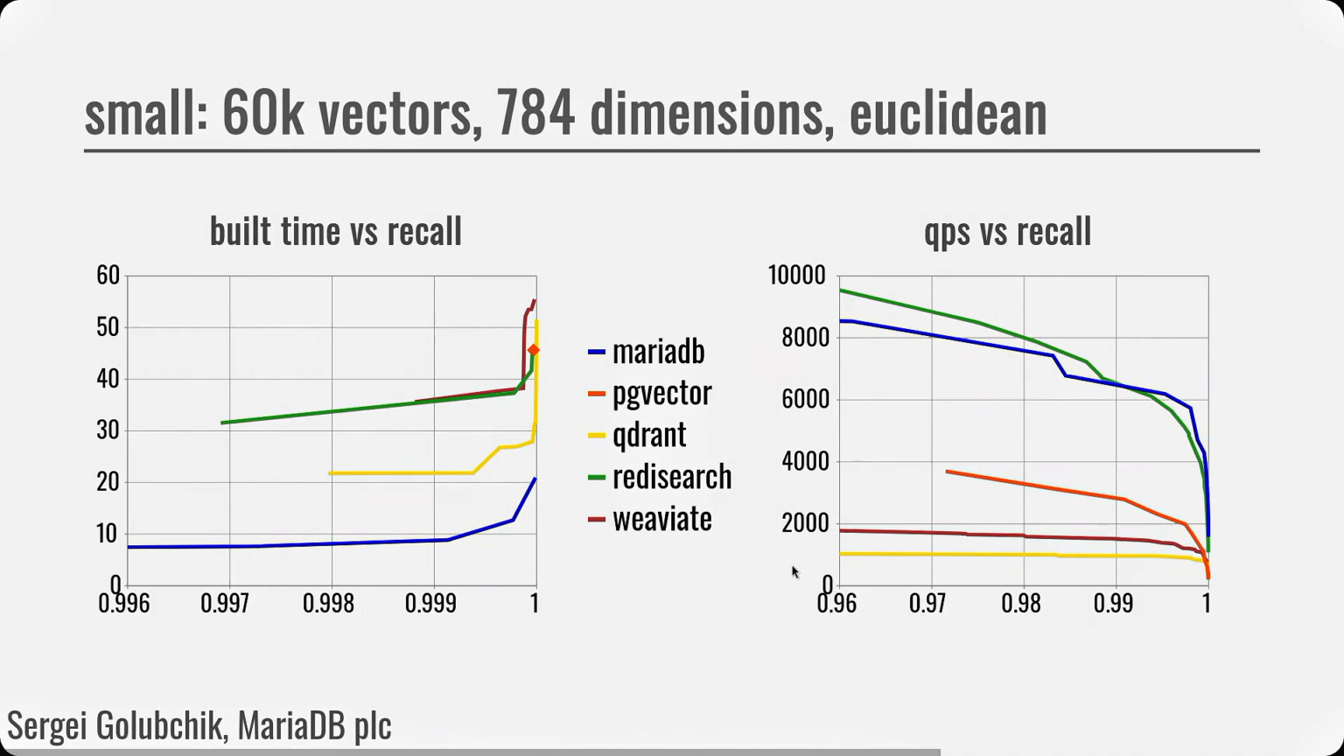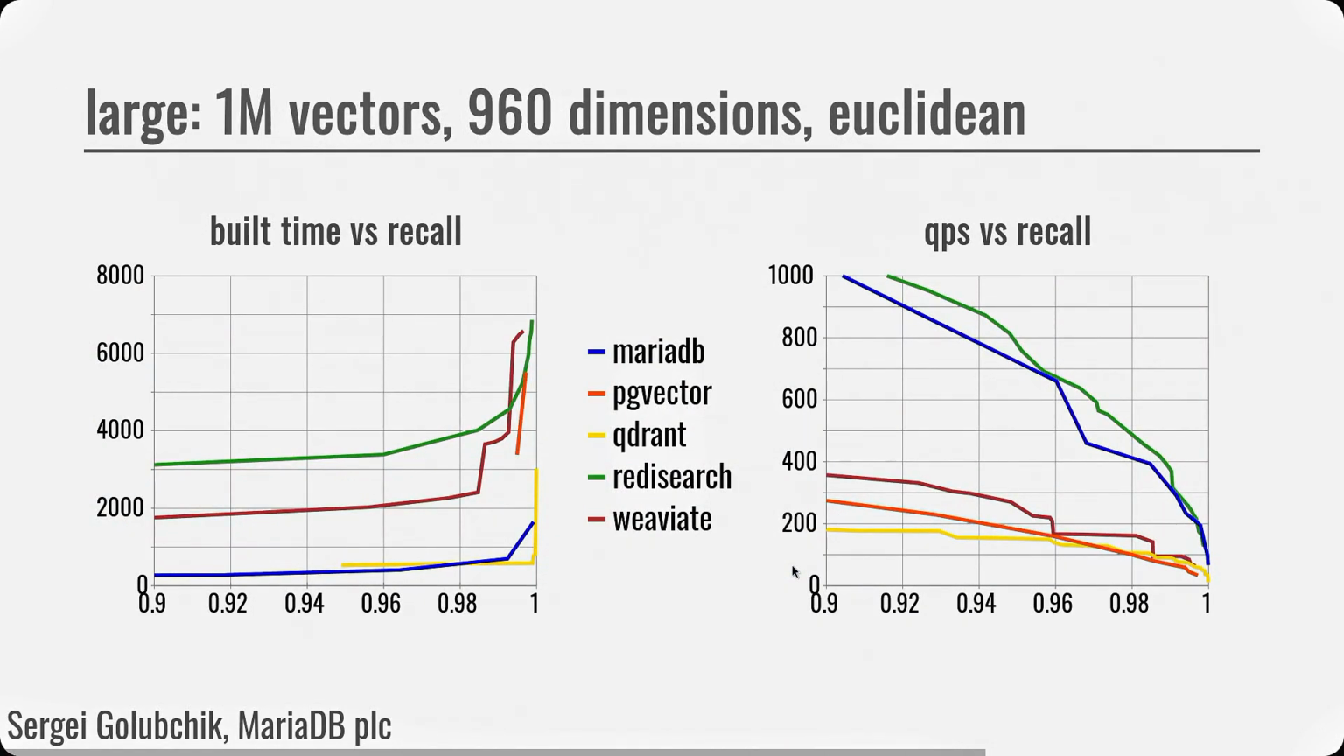What you can see here, looking at the left slide, is build time versus recall, as I've just shown a few slides ago. MariaDB is the fastest here, pretty much on the whole recall range. It's three times faster than Redis, twice as fast as Qdrant, and Postgres is somewhere there. On the other hand, if you look at the QPS, then Redis is a little bit faster up to 99%, then MariaDB is faster, and everything else is so much slower that I won't even name the databases down there.